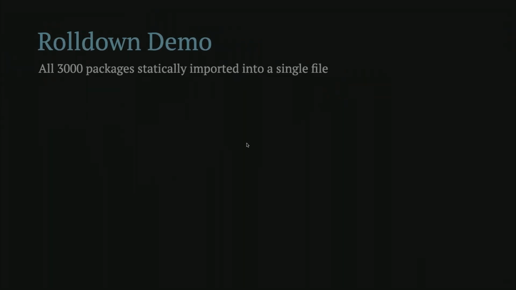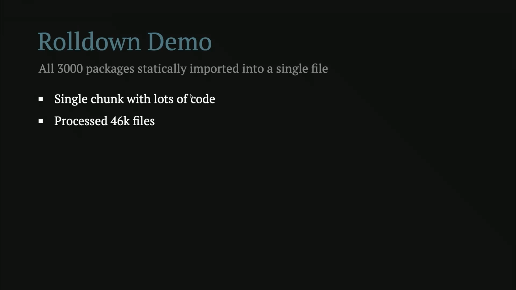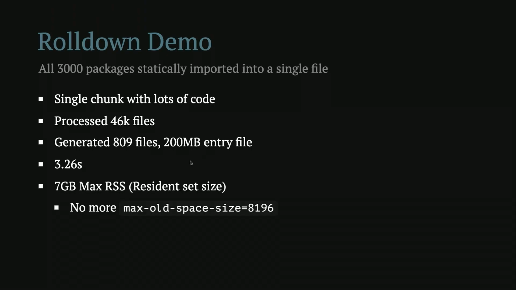So, a quick Rolldown demo. If you import all 3,000 packages statically into a single file, so one file with 3,000 imports, Rolldown will produce a single chunk with lots of code. It will process 46K files and generate 809 files with a 200 megabyte entry file. And that's all done in 3.2 seconds. And it only uses 7 gigabytes of maximum memory.